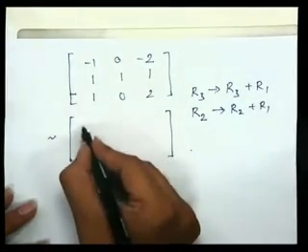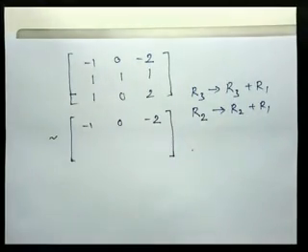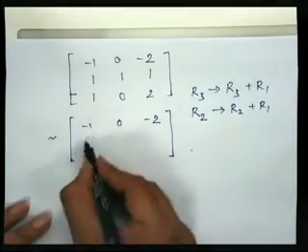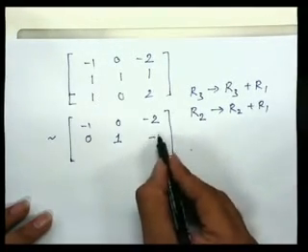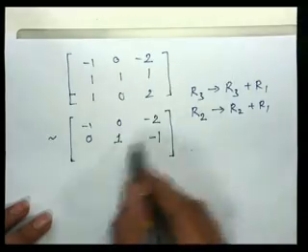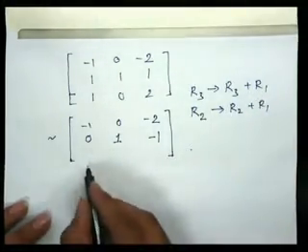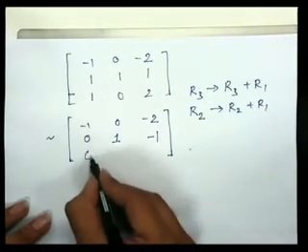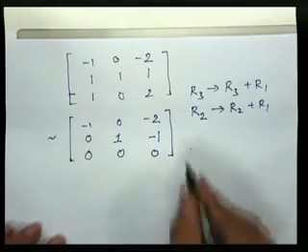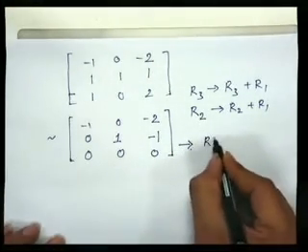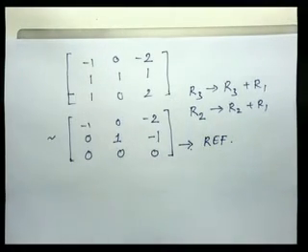So we have minus 1 0 minus 2, the first row as it is. In the second row we add the first and second rows and put the resultant row, so this is 0, 1 and minus 1. For the third row we add R3 and R1 and replace R3, so this is 0 0 0, and we can see that this is the row echelon form of the coefficient matrix. Therefore the solutions are the same.